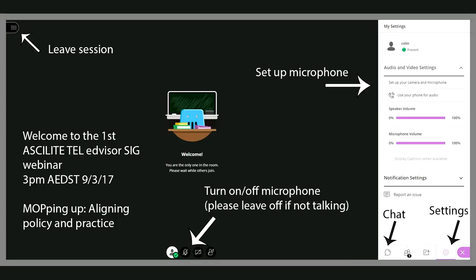Today we're going to be talking about mopping up, aligning policy and practice. So basically looking at minimum online presence in our various institutions.